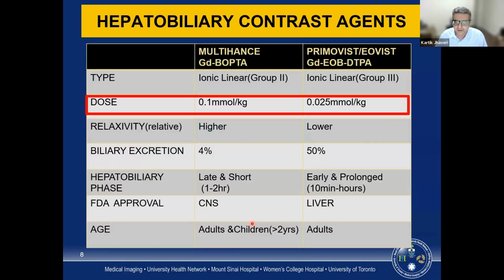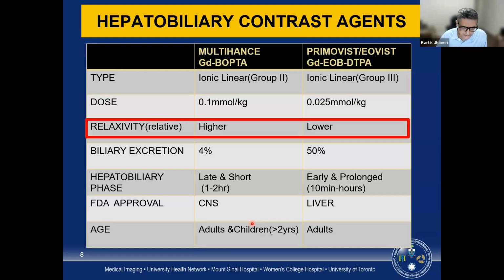Now, in terms of hepatobiliary contrast agents, there are two agents. Essentially, there is MultiHance or gadobenate dimeglumine (gadolinium BOPTA), and then there is Primovist or Eovist, the pharmaceutical name being gadolinium EOB-DTPA, also known as gadoxetic acid. These agents differ in terms of their dose and relaxivity. MultiHance has a dose of 0.1 millimole per kilogram, which is your typical extracellular contrast agent dose. Whereas with gadolinium EOB-DTPA, it's a quarter of that, so 0.025 millimoles per kilogram. MultiHance also has a higher relaxivity, and Primovist or Eovist has a lower relaxivity.